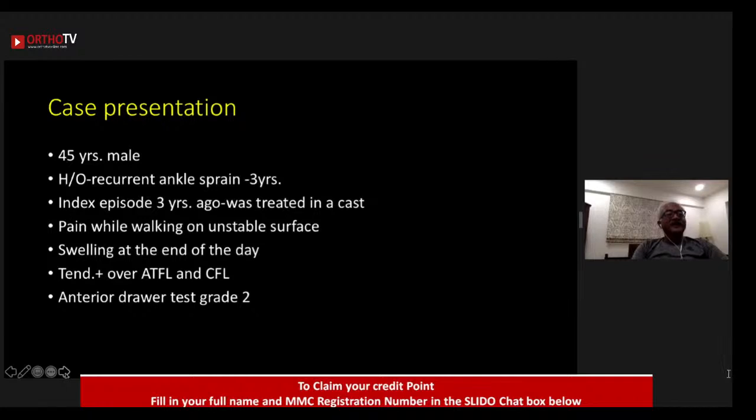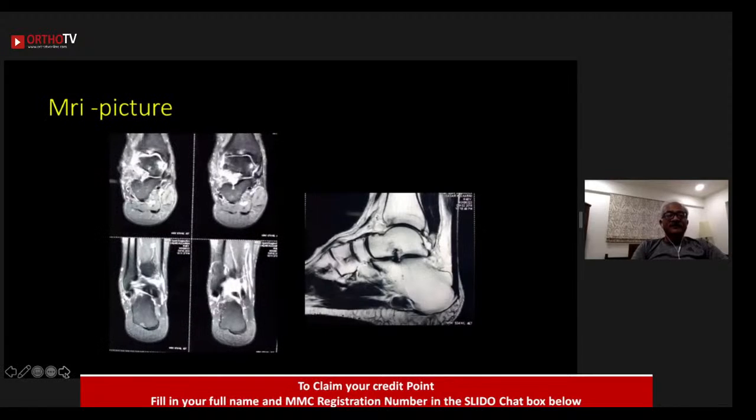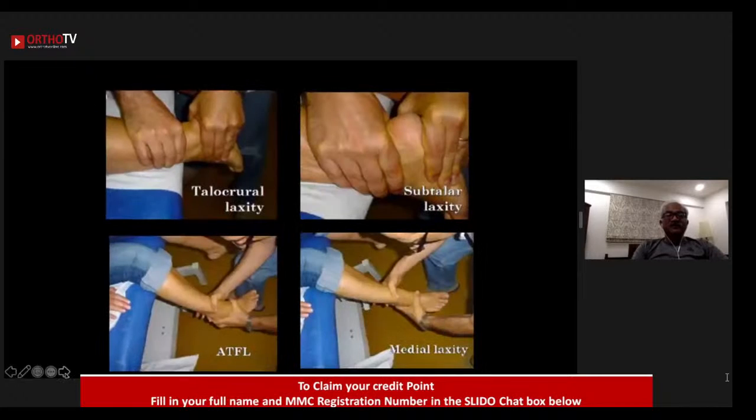So once the conservative treatment is over and the patient is not able to go back, what comes next is a surgical intervention. So this is a case. We talked about the MRI and I talked about the bone bruises. So you can see here there is a medial bone bruise. There is a bone bruise on the distal tibia. You can also see that there is a hyperintense shadow at the ATFL attachment at that point of time. So all these injuries need to be seen.